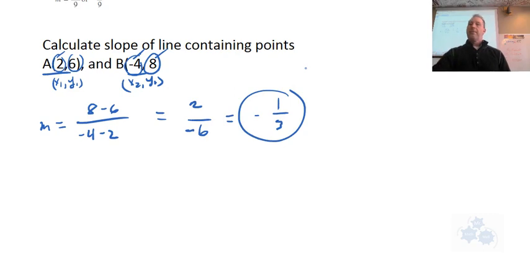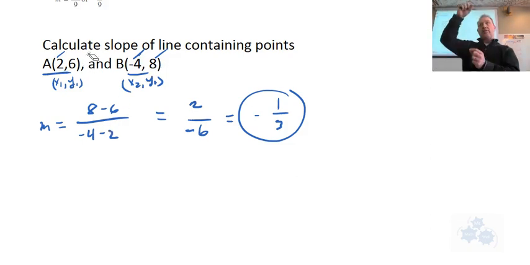The second of the two has to be the first one. And 6 has to be on the top. Yes, 8 minus 6 has to be on the top because these are the change in y values, which represents the rise. Remember, rise is always on top for slope. Good question. Anybody else have a question?